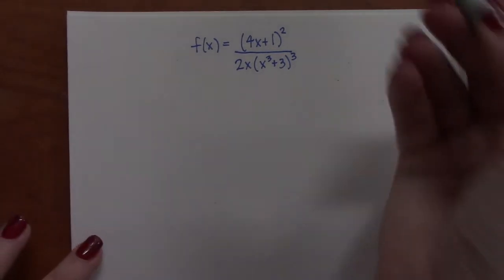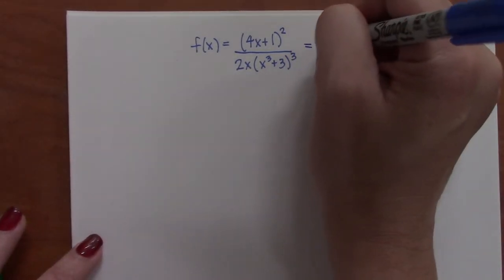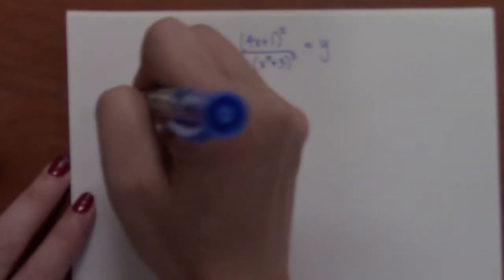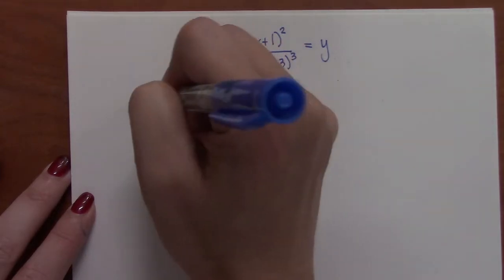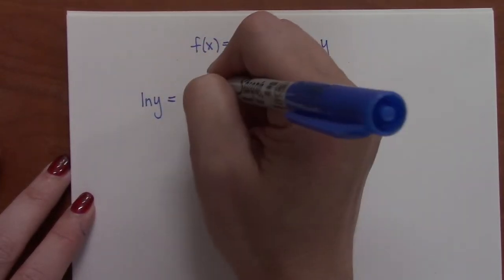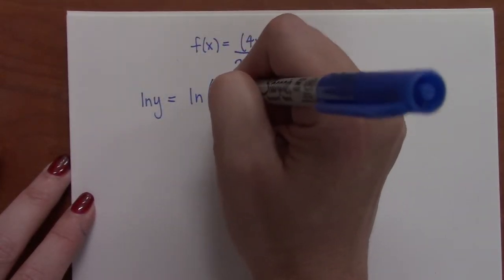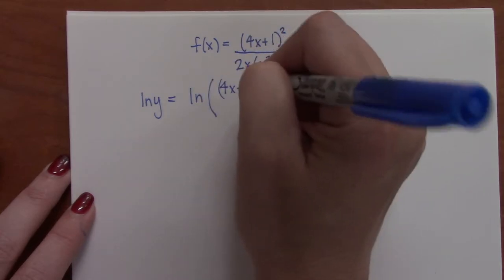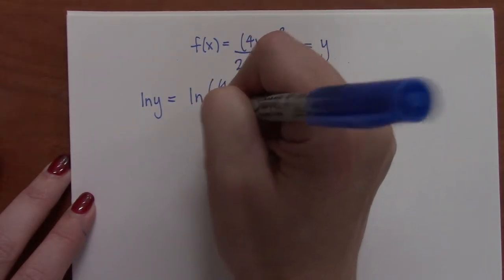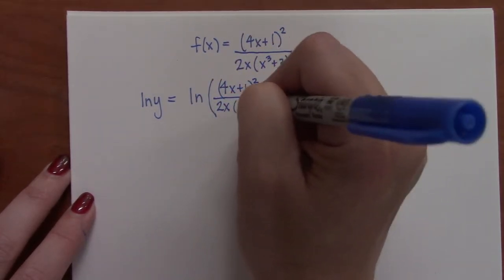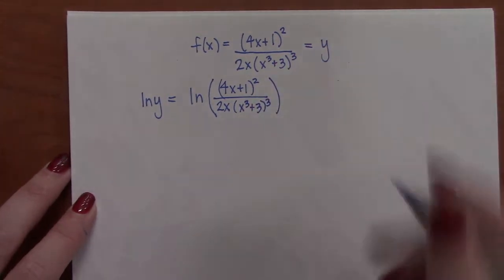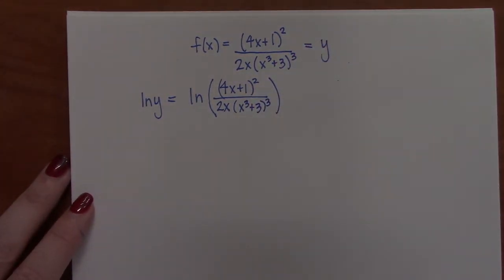All right, so the first thing is I'm just going to set this equal to y. And then I'm going to take the natural log of both sides. So the natural log of y equals the natural log of all of this stuff. And I'm going to write out every step, but you didn't have to write every single one of these steps. I just want you to see every piece of the puzzle when we do this.